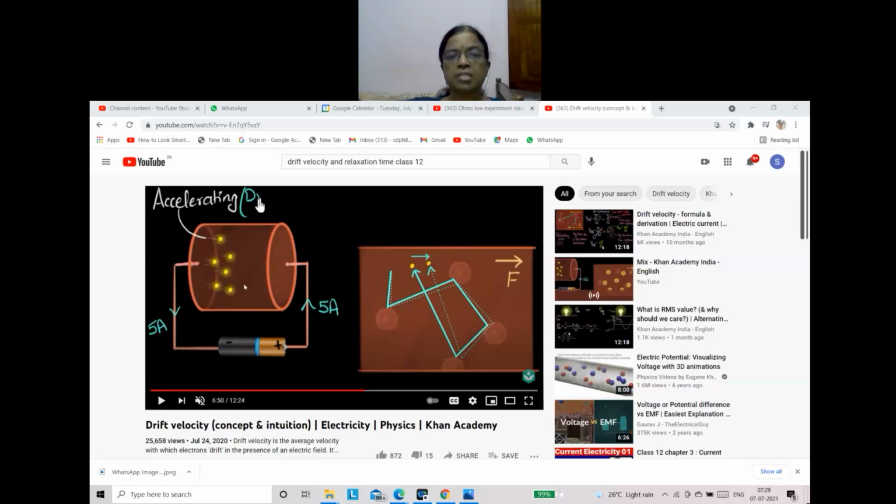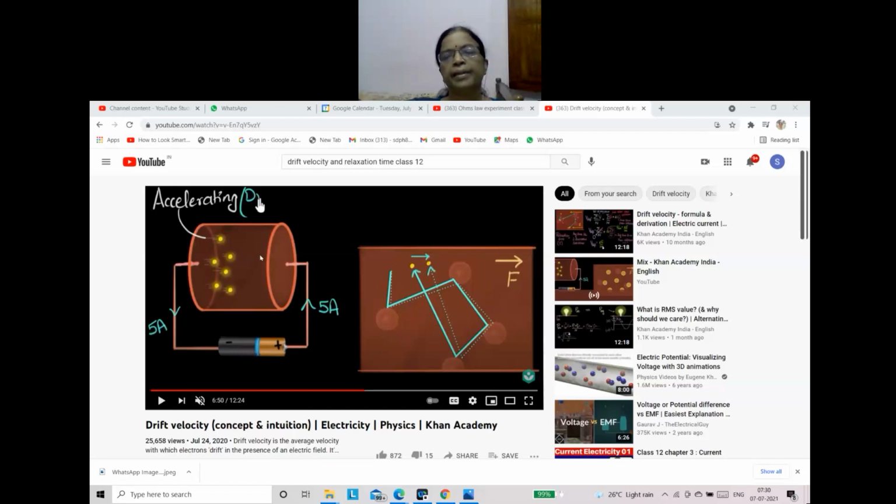Vd, V suffix d, we denote drift velocity. Drift velocity is the average constant velocity attained by the electron when we apply a potential difference. Here we consider L as the length of the conductor, A as the area of cross section of the conductor, then volume will be A into L. Small n is the number of electrons per unit volume, therefore the total number of electrons in the conductor is N A L. Therefore the total charge is N A L e. Then current is Q by T.